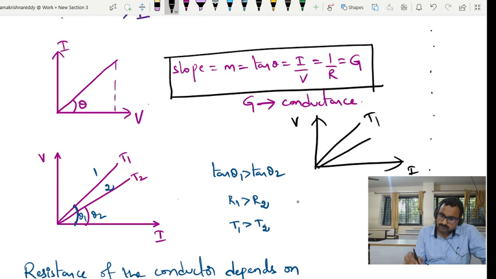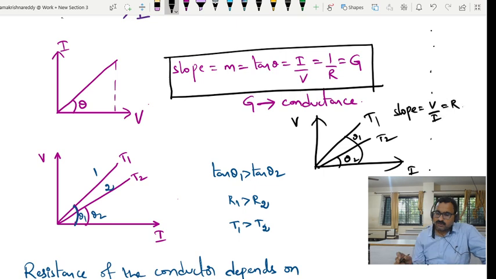So this is theta 2 I am taking, this is theta 1 I am taking there. Which is having the more slope? Remember that already you know the slope of the VI graph, V is on the y-axis and I is on the x-axis. Slope is equal to V by I, that is equal to resistance only. Now here which is having the more slope? The first one only, T1 when compared to T2.